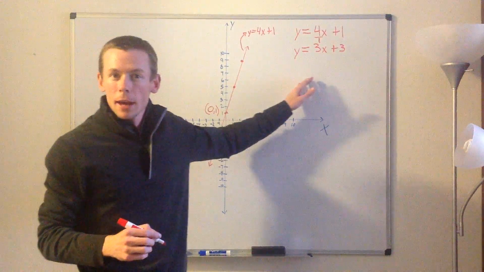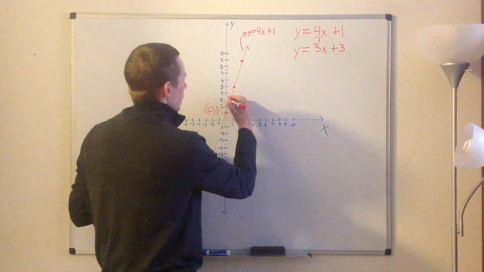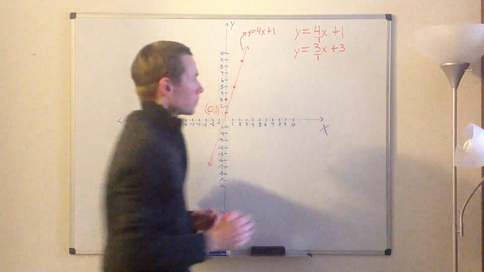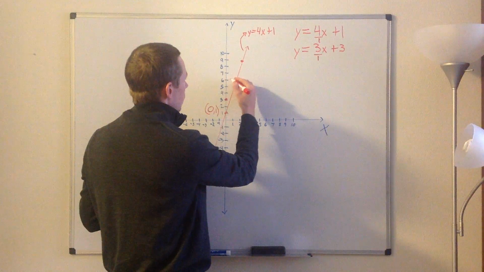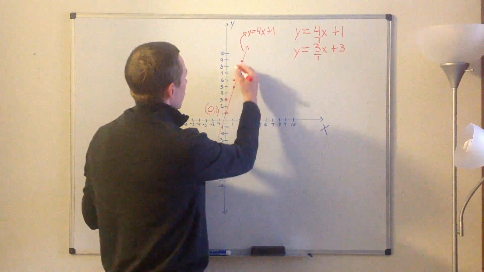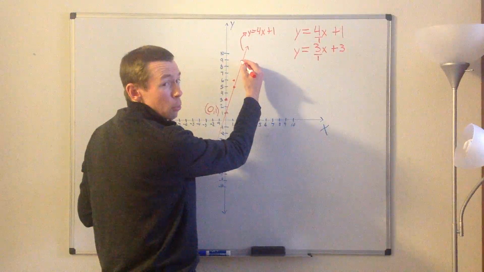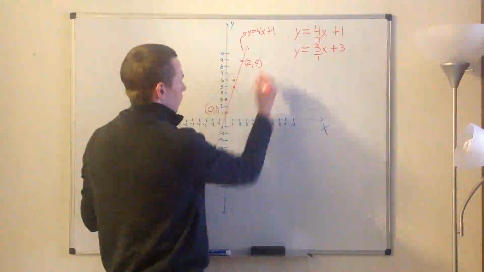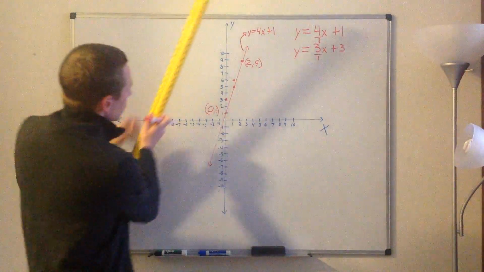Now let's go ahead and graph y equals 3x plus 3. The y-intercept is 3, so 0, 3, and our slope is 3 over 1. So up 3, 1, 2, 3, and over 1. Up 3, and to the right 1. So it actually lands on this point right here, which is over 2 and up 9. But I'm going to draw this line here, so this is what it looks like.